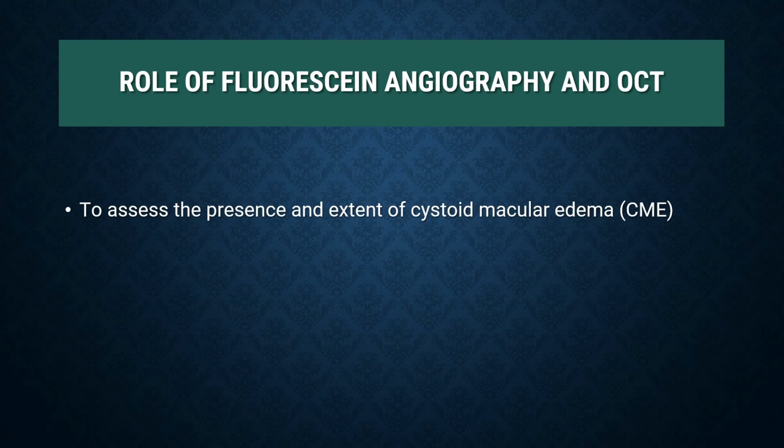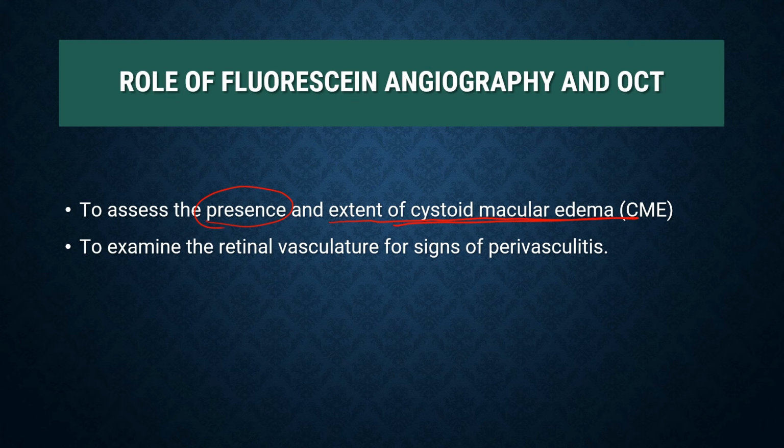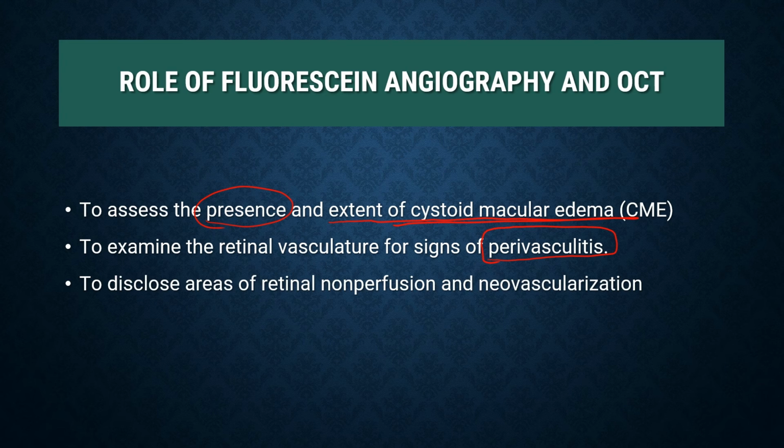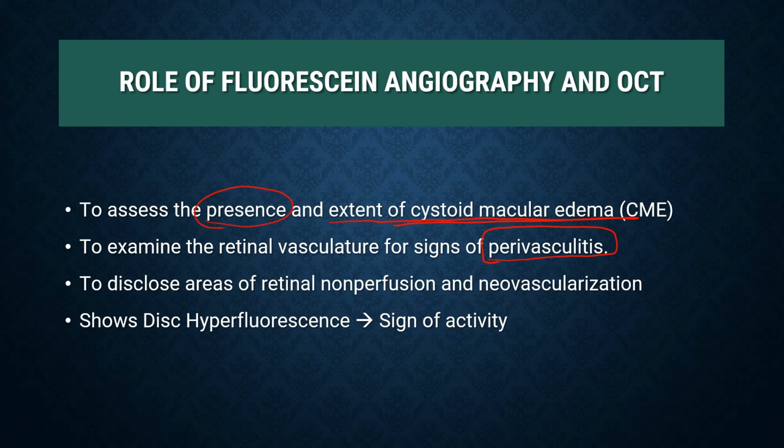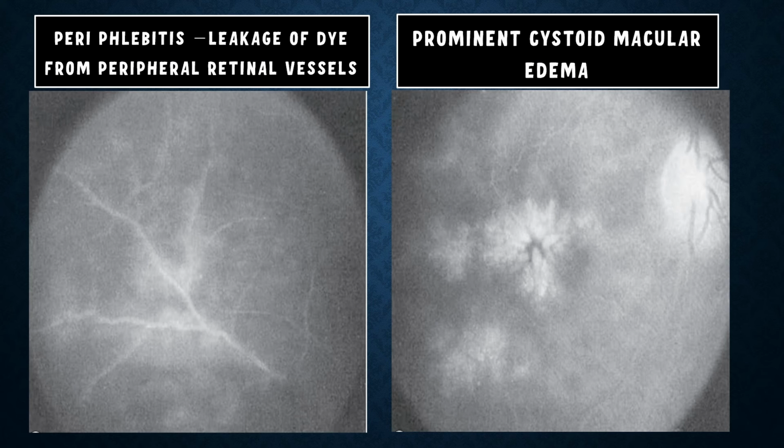So let us see how fluorescent angiography helps. Fluorescent angiography helps us to assess the presence, and also it can tell you regarding the extent of cystoid macular edema. Apart from that, based on the leakage that you find in fluorescent angiography, you can also examine the peripheral retinal vasculature and see if the vessels are leaking. It means that there are signs of perivasculitis, or periphlebitis, right? Apart from that, it can also show you certain areas of retinal non-perfusion and areas of neovascularization. Also, you can find disc activity or activity of vessels on the disc. If you find leakage on the disc, that is called disc hyperfluorescence or hot disc, and that basically shows that there is inflammation going on in the patient. So these are 4 indications of doing a fluorescent angiography in a case of intermediate uveitis.